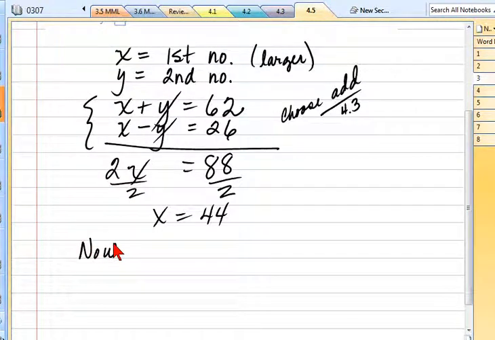62 minus 26. You got 44. Yes, but that's just a real peculiarity for this problem. Okay, so don't try that. But you did make a good observation. All right, now find y.